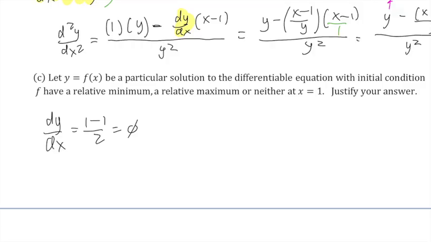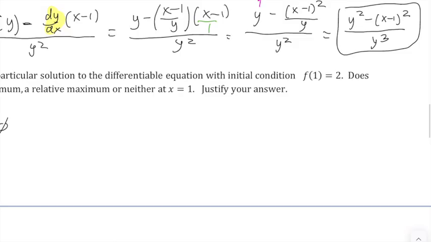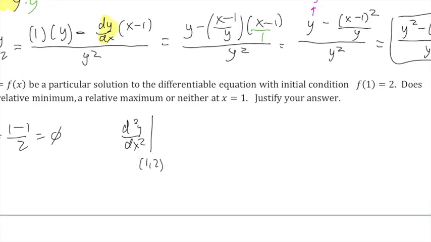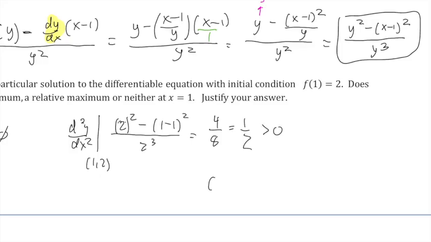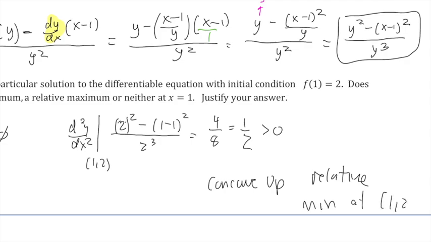And remember, if you are concave up, you have a relative minimum, and if you're concave down, you have a relative maximum. So let's do the second derivative test. Now we already have the second derivative from the previous part, and we're going to substitute 1, 2 into it. So this is going to be what, 4 over 8, which is 1/2, and that is bigger than 0. So we are concave up, which means we have a relative minimum at (1, 2).